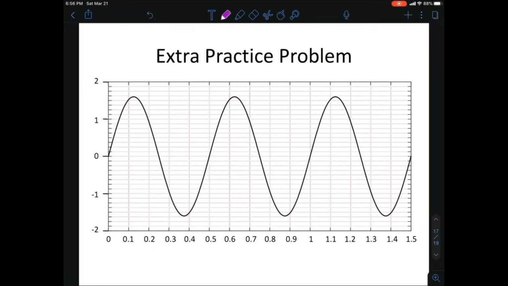Okay, so we have this practice problem here, and this is designed to let you use this plot to try and figure out the information about this signal. So I want you to use the plot and find the mathematical expression.